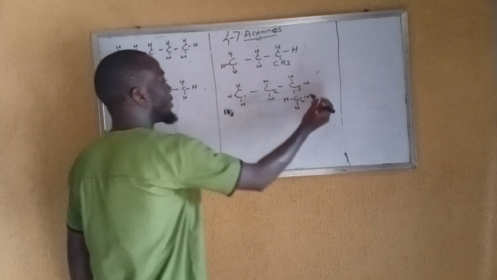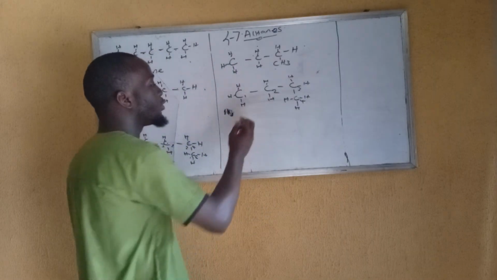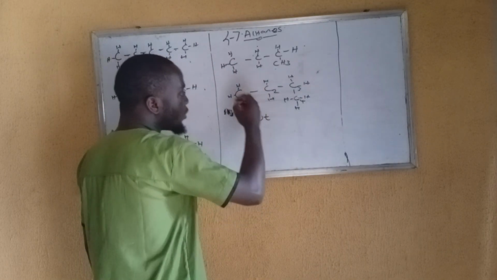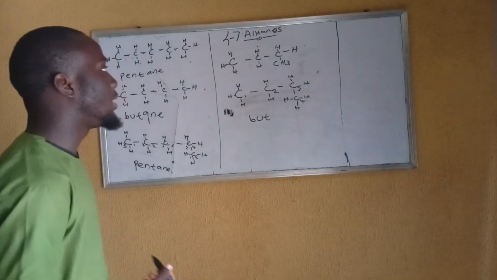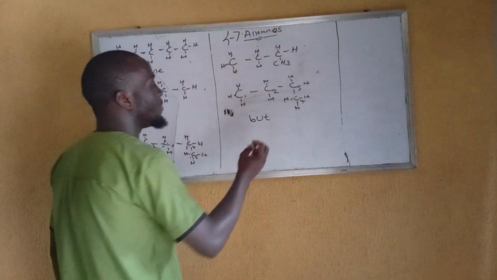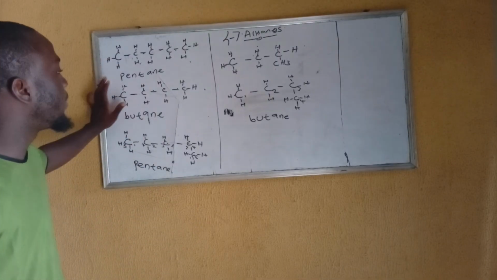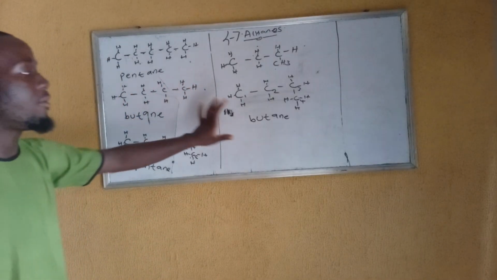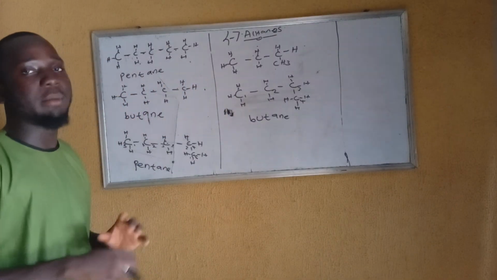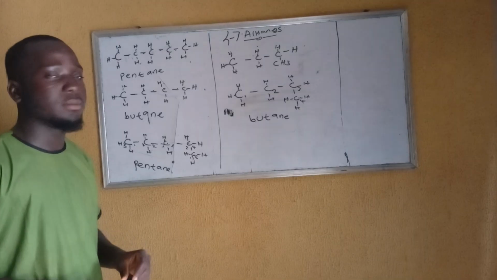So this is just 1, 2, 3, 4, and 4 means but. And the whole of carbon is containing of the single bond. Then it will be alkane. Are you getting me? Then we call this butane. So this is an example of butane in form of a straight form, and this is an example of butane in form of a branch form. I hope this is well understood.